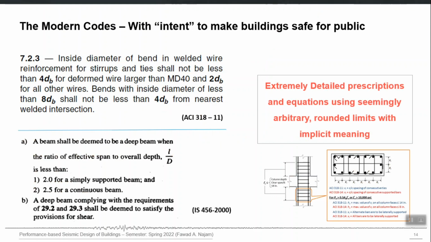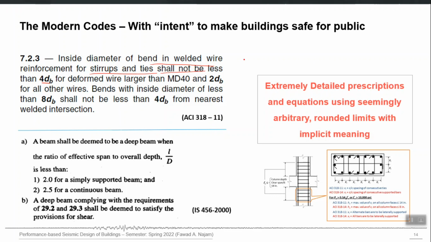An example of the modern codes, very detailed prescriptions. For example, inside diameter of bend in welded wire reinforcement for stirrups and ties shall not be less than 4 dB. Now, it does not tell you what will happen if it is more than 4 dB, right. So, it directly gives you this rule.